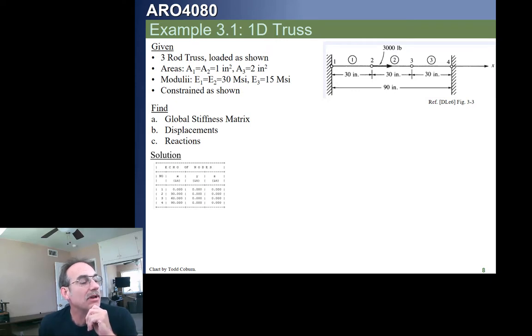If we do that, I wrote a little MATLAB program that does that. First, it echoes our nodes, where all of those are located: 1, 2, 3, 4, with x, y, and z coordinates.